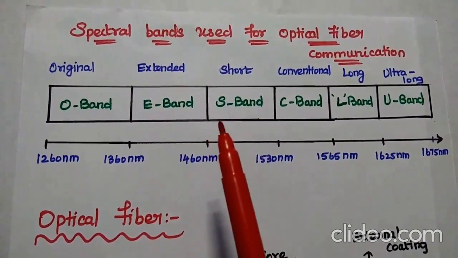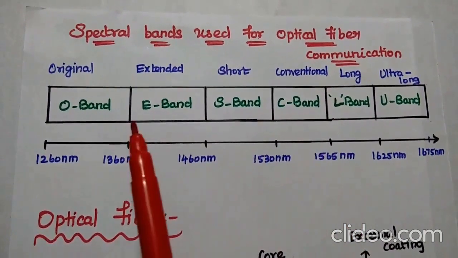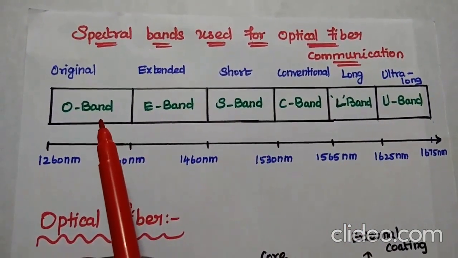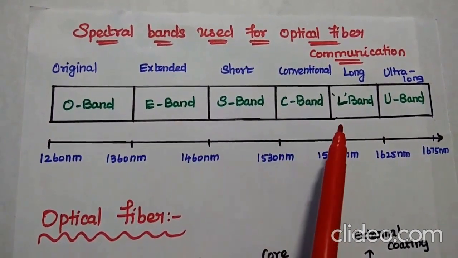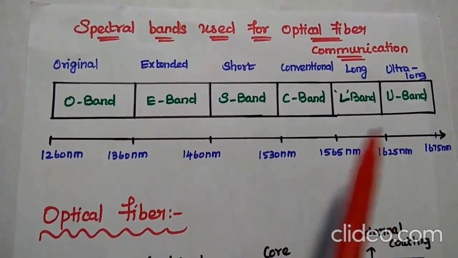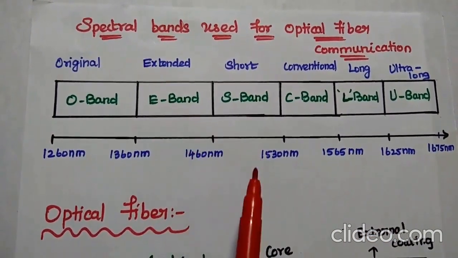So these are all the spectral bands: O band, E band, S band. O band is the original band, then E denotes extended, then short, conventional, long and ultra long. So these are all the 6 types of bands and their frequencies are mentioned below. Next comes the optical fiber.